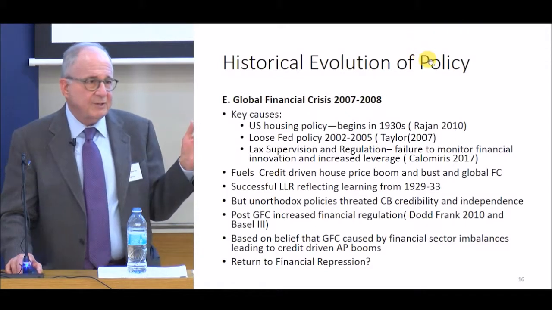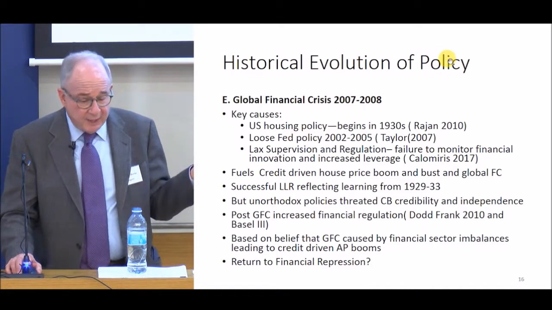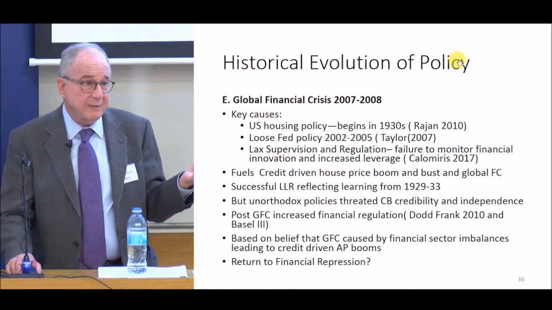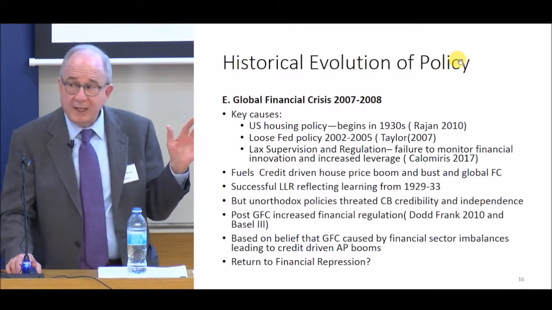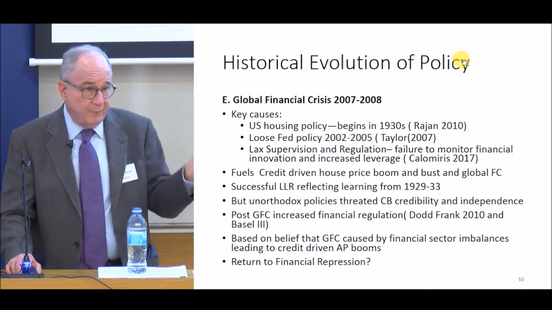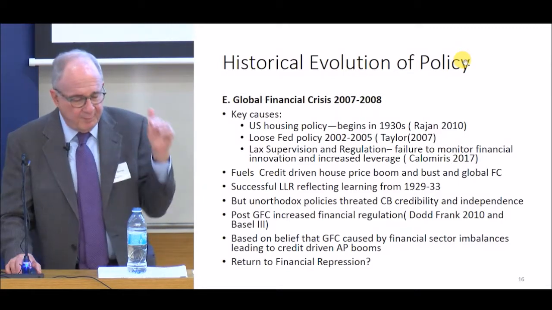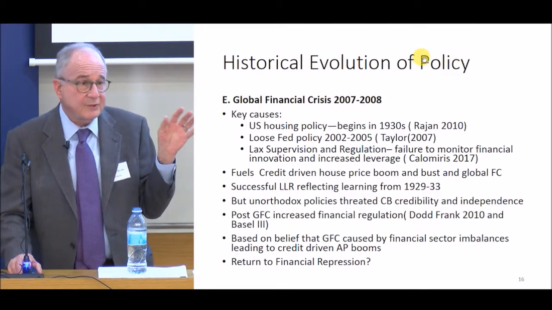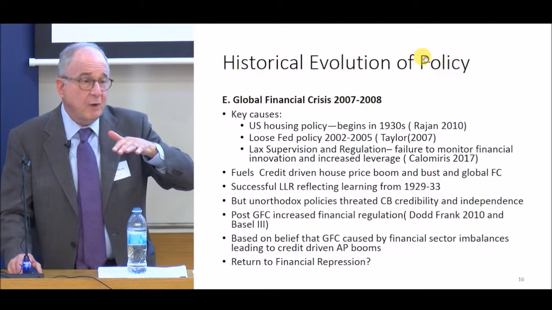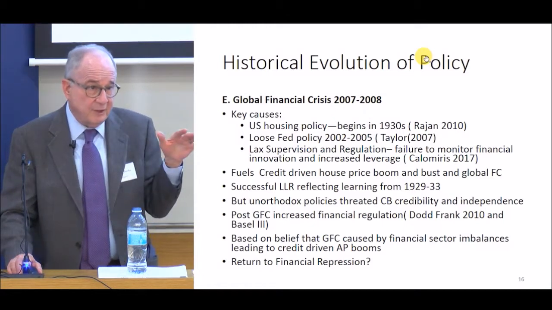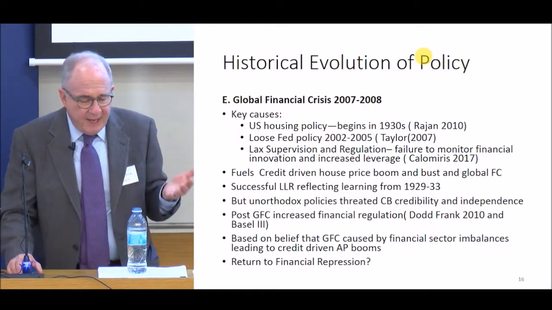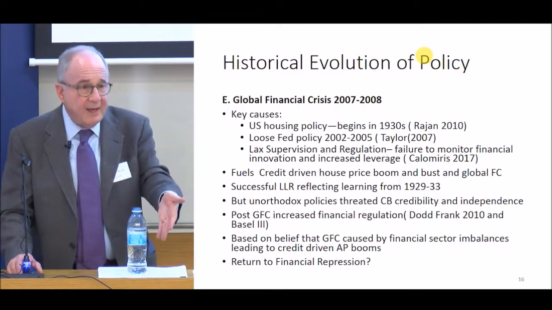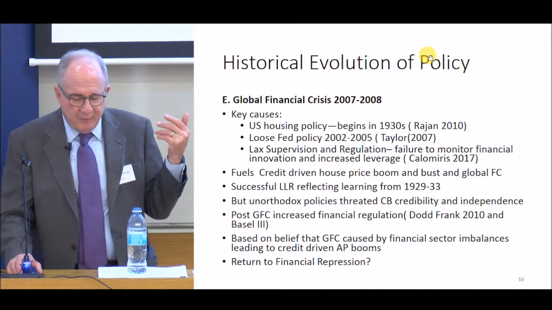And there are a number of causes here. The first, I think, is U.S. housing policy, in which low-income people are encouraged to own houses. And there's a whole apparatus that's set up during the Great Depression with President Roosevelt and all the way through that period. Second problem is loose Fed policy. In the early 2000s, the Fed keeps interest rates too low. Not just the Fed, all the major countries do that. And that, in a sense, fuels a credit-driven asset price boom. And then the third point is lax supervision and regulation.